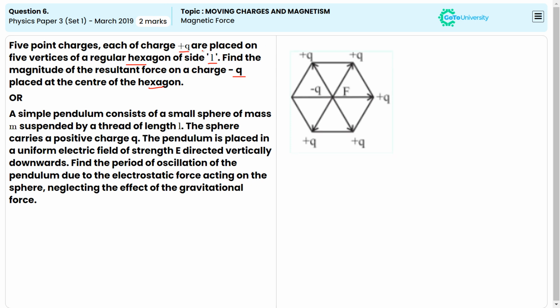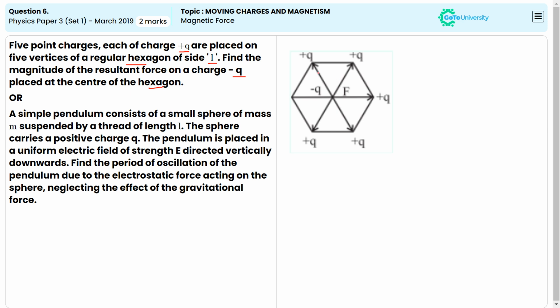This is a hexagon, and on first, second, third, fourth and fifth vertices there is a plus Q charge. But at the sixth vertex, they are going to keep the minus Q at the center. And in this one, what is the force we need to find here? Now, it is a regular hexagon, so all angles are equal to 60 degrees.